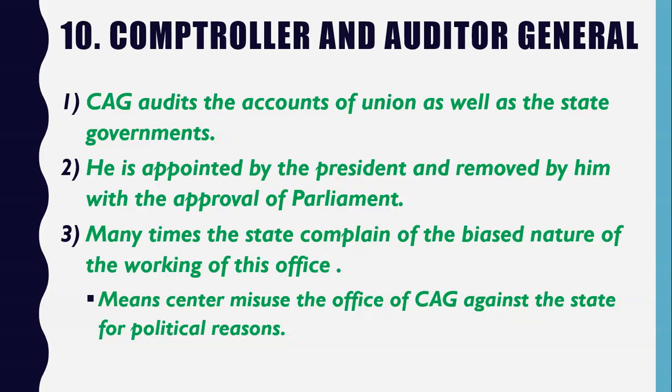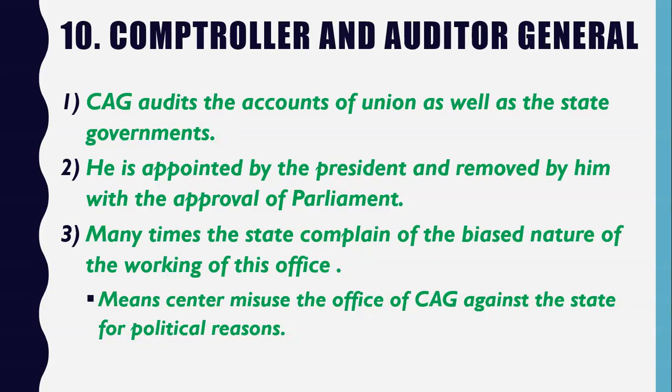Means CAG checks for the income account of the government, means how much money the government has earned in a given year, and CAG checks the expenditure account of the government, means how much money government has spent in a given year. And friends, he checks whether there is a scam or hoopla in the accounts of the government.